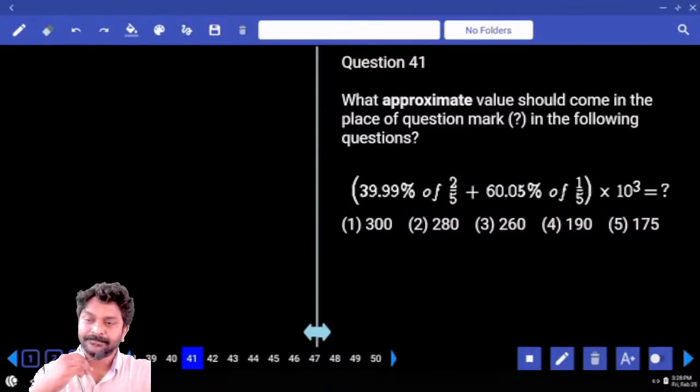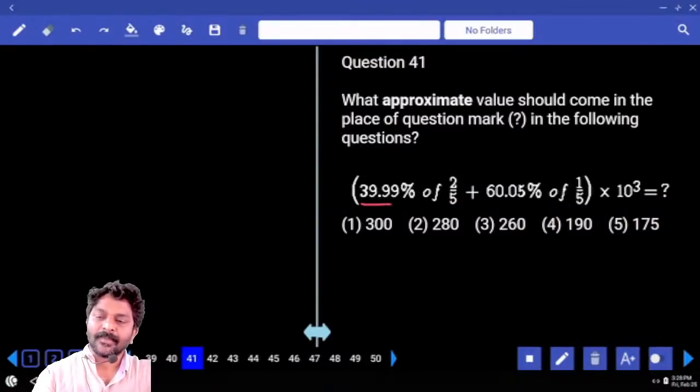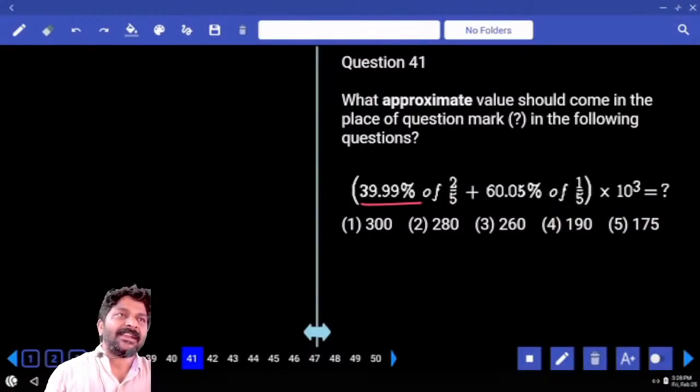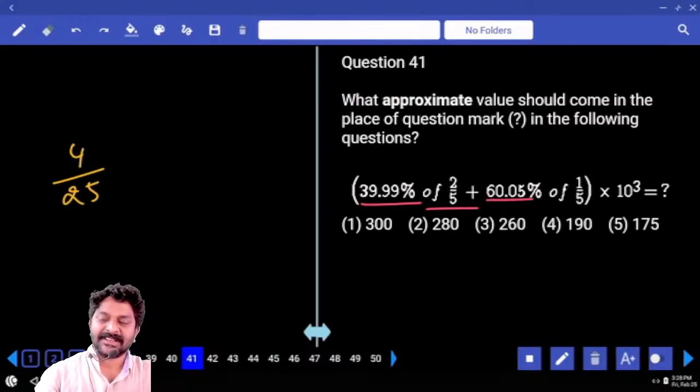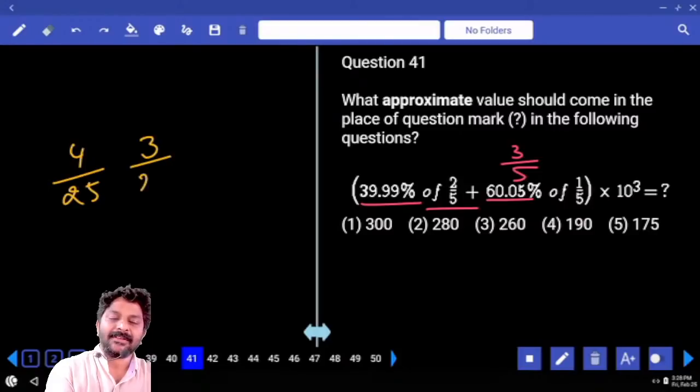Approximations? Let's see. 40%, can we write it as 2 by 5? Half of 2 by 5 is 4 by 25. 60%, can we write it as 3 by 5? Half of 1 by 5 is 3 by 25.